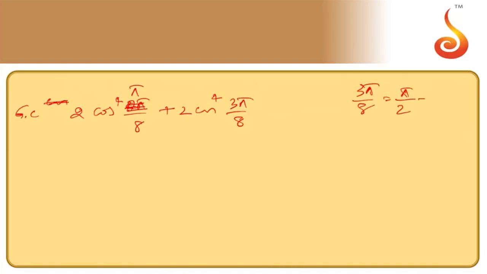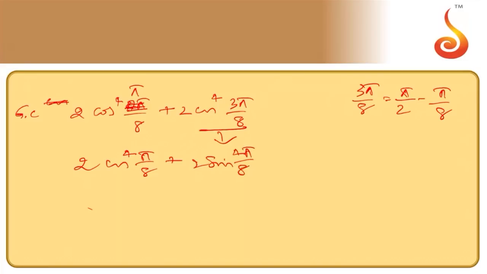So I can use this simplified form. The given condition will be simplified to 2 times cos to the power of 4 pi by 8 plus 2 times cos power 4 of 3 pi by 8. But 3 pi by 8 can be replaced by pi by 2 minus pi by 8. So cos 3 pi by 8 can be replaced by sine here. So 2 times cos power 4 pi by 8 plus 2 times sine to the power of 4 pi by 8.